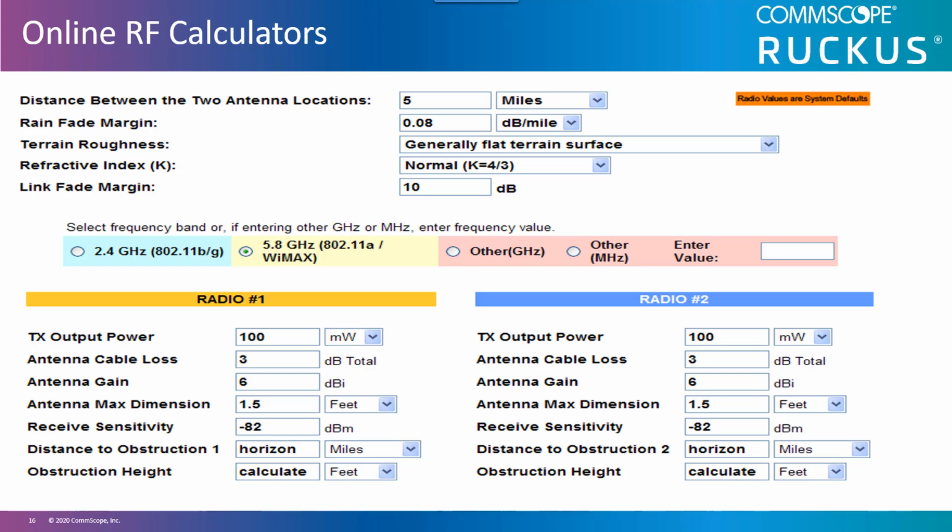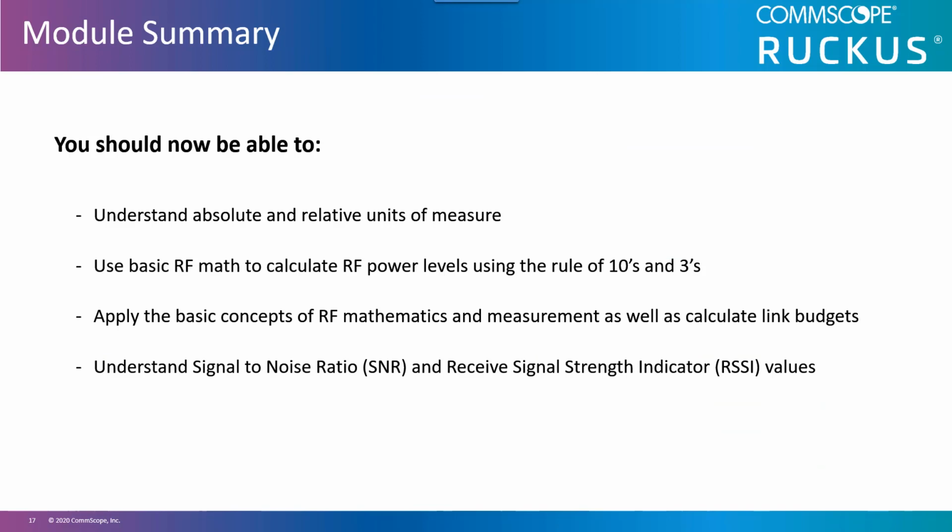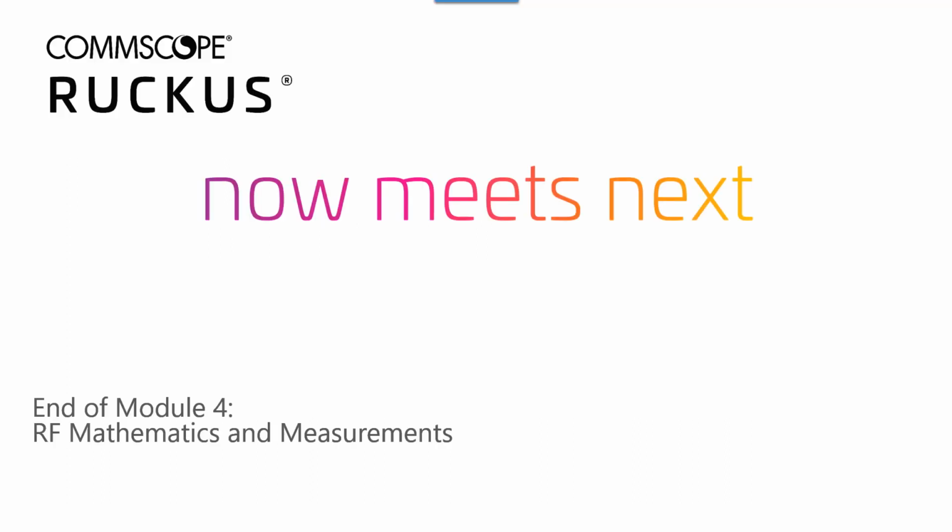Lots of these factors you can calculate with these tools, and it's really very important for bridging and meshing more so than an indoor network. After this module, you should be able to understand absolute and relative units of measure, use basic RF math to calculate RF power levels using the rule of the tens and the threes, apply the basic concepts of RF mathematics and measurements, as well as calculate link budgets, and understand signal-to-noise ratio and receive signal strength indicator values. This concludes Module 4 of the Ruckus Wireless Fundamentals course.